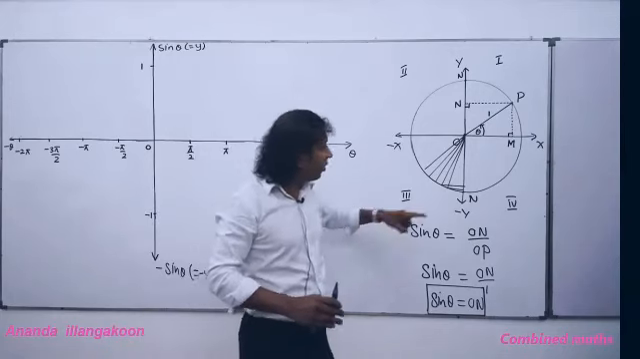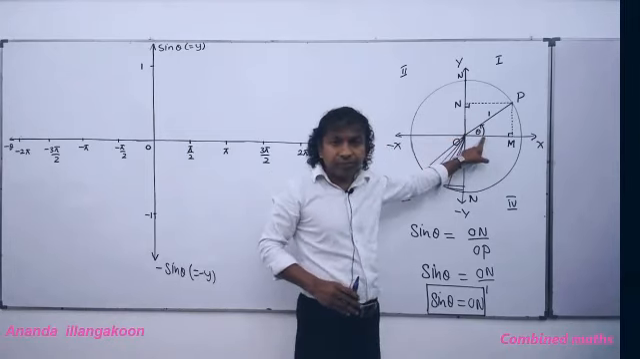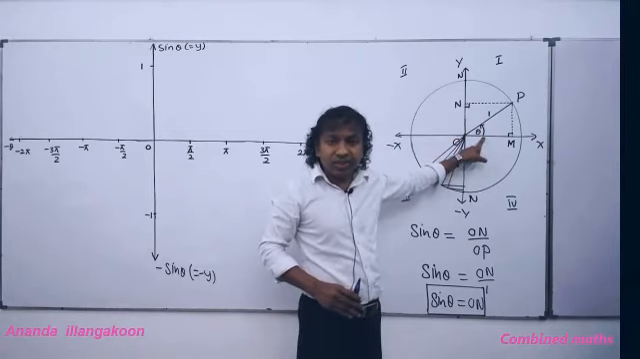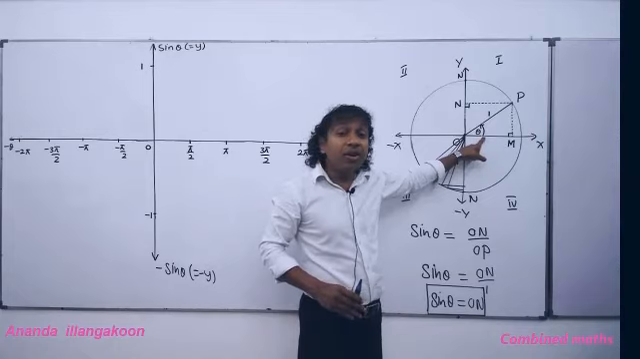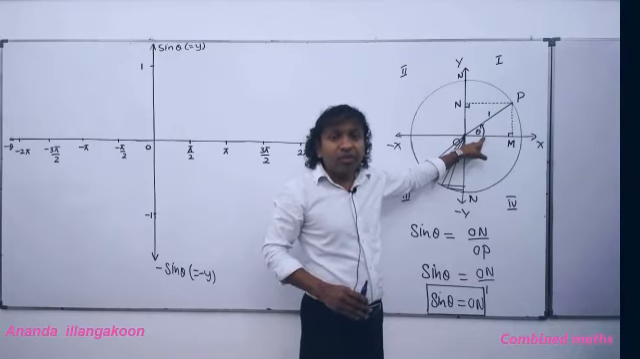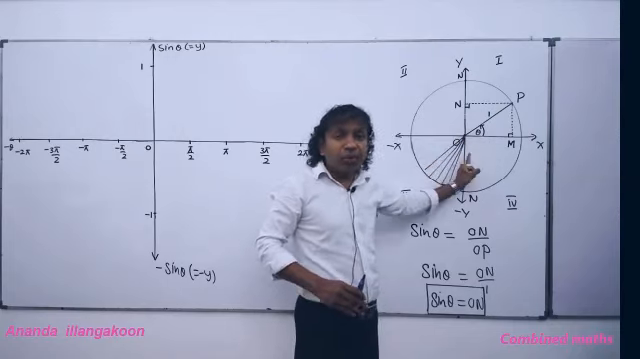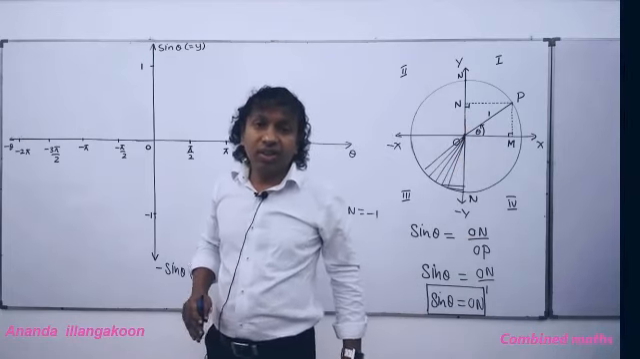OP completes the first round. Then the angle is 360. Right? Once OP starts a second round, the angle doesn't start from zero. It starts from 360. Then from 360 up to the completion of the second round, theta will be 720.